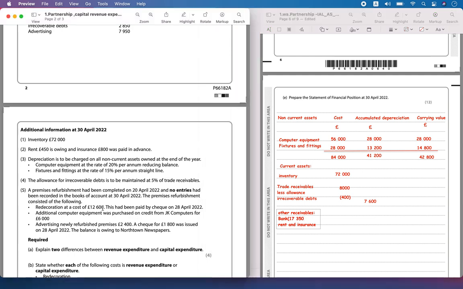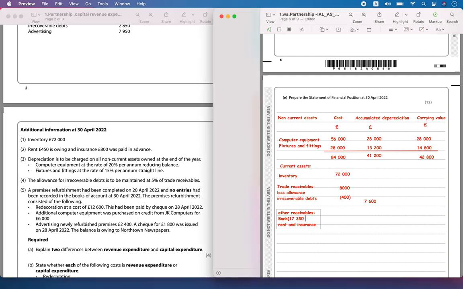Then there was a payment of 12,600 paid by cheque. We have to adjust that because this information came in after the balance was prepared. Also a cheque of 1,800 was issued, so this also has to be removed. So 17,350 minus 12,600 minus 1,800 gives you 2,950.